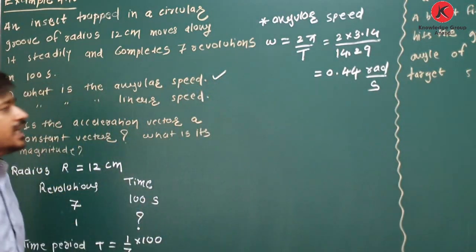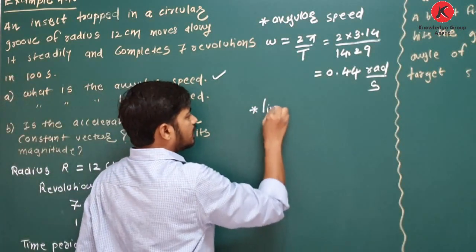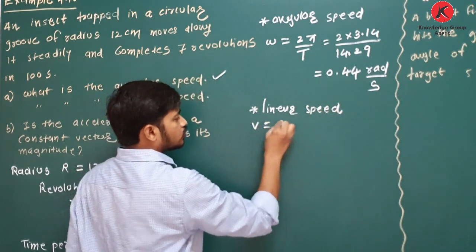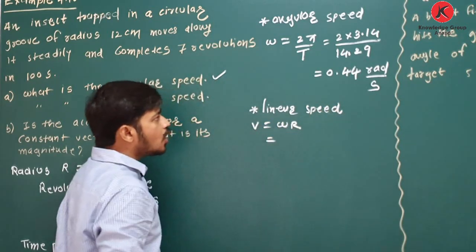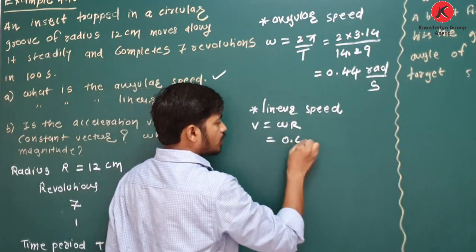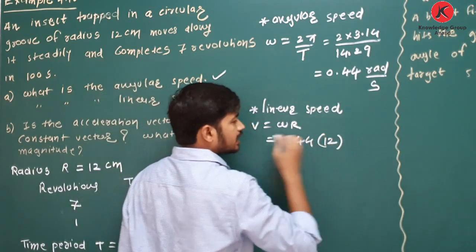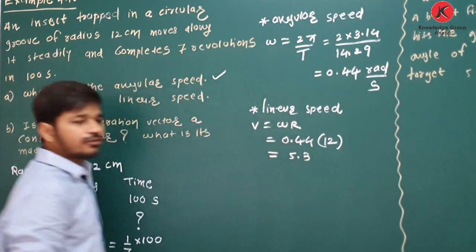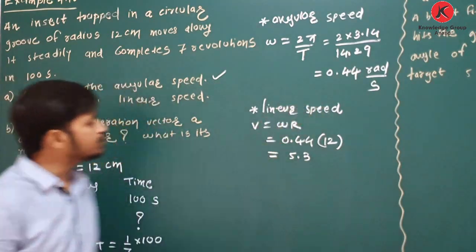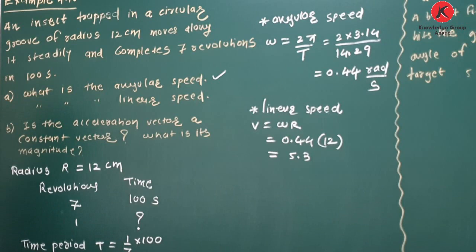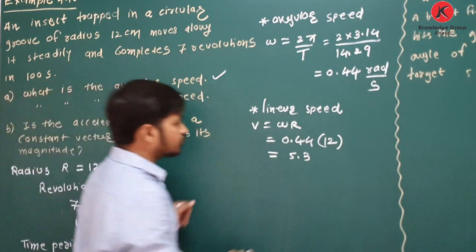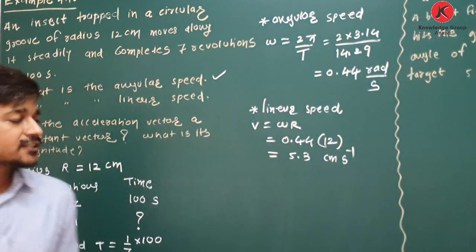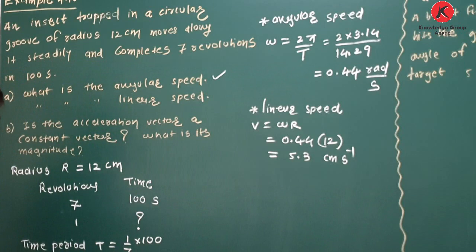Now how to find linear speed? Linear speed v is equal to, we have the equation, omega into R. What is omega? It is 0.44. What is R? It is 12. So you will get your answer, 5.3. But remember, omega is in radian per second and this radius is 12 centimeter. So here the unit of linear speed is 5.3 centimeter per second.